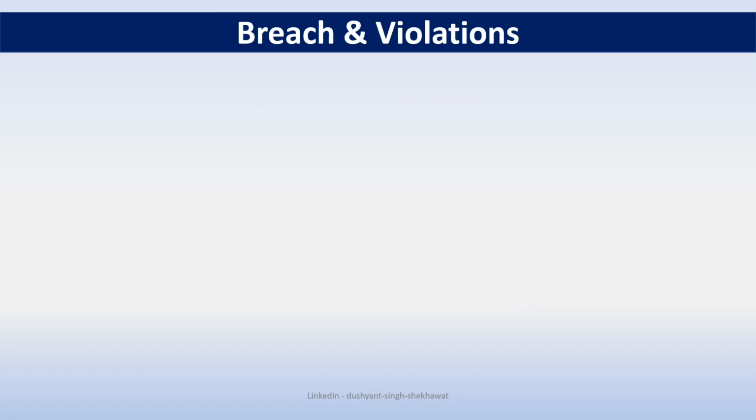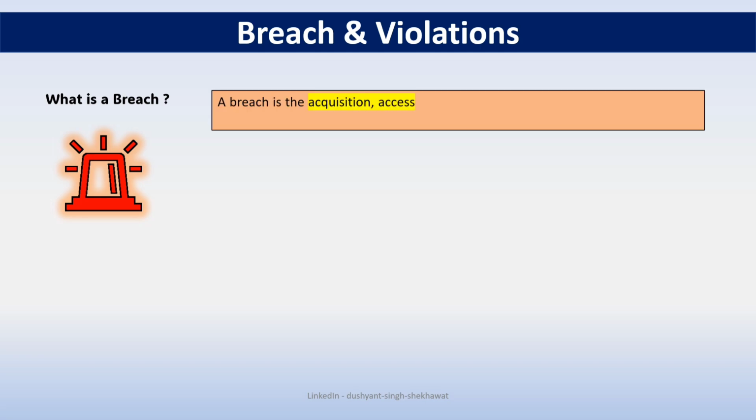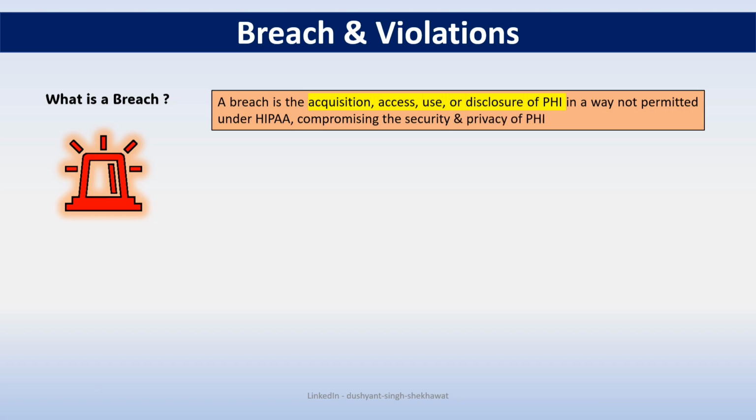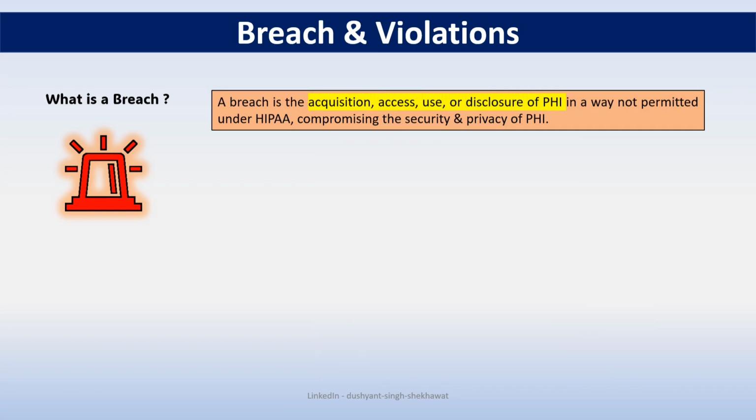Coming to breach and violation under HIPAA. Before we move ahead, let's understand what a breach is. A breach is the acquisition, access, use or disclosure of PHI in a way not permitted under HIPAA, compromising the security and privacy of PHI. I have made a video on the difference between security breach, security incident and security event. For more information and a more detailed video on security breach, you can go and refer to that video.